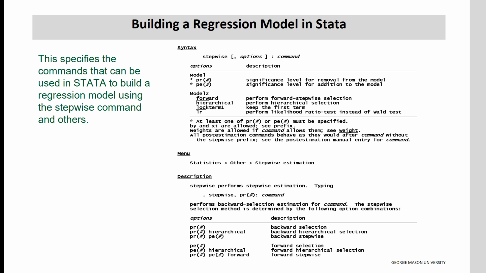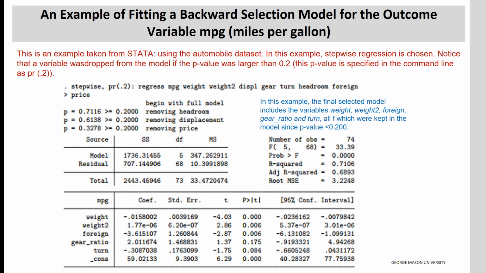This document here on the right specifies the commands that can be used in Stata to build a regression model using the stepwise command and several others. The following is an example taken from Stata using the automobile dataset. In this example, stepwise regression is chosen. Notice that the variable was dropped from the model if the p-value was larger than 0.2.